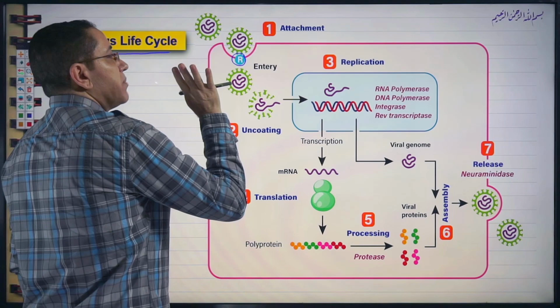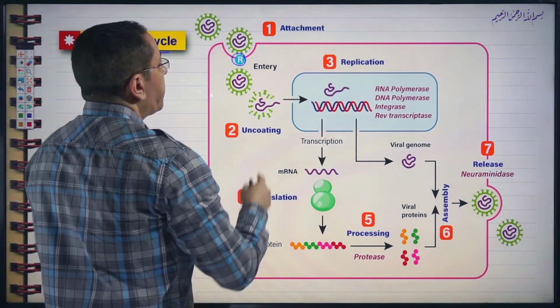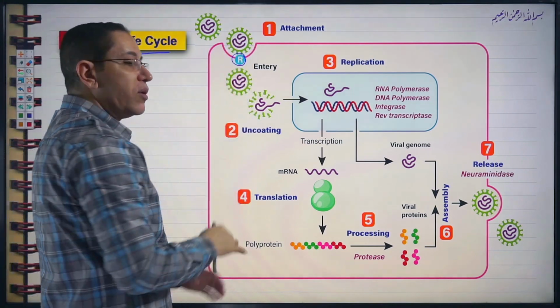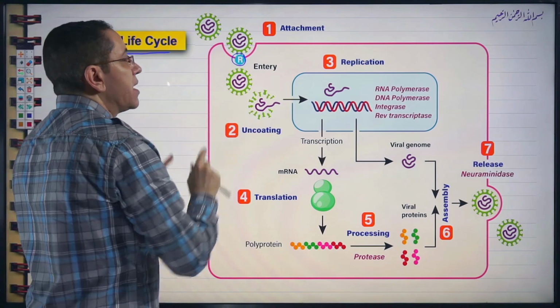Thus, we call them receptors, okay? Once the virus attaches to its receptors, it soon performs the next process, which is called endocytosis, and enters the cell. In other words, the virus gains access to the cytoplasm. The virus enters the cytoplasm.